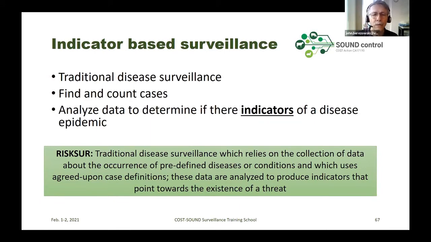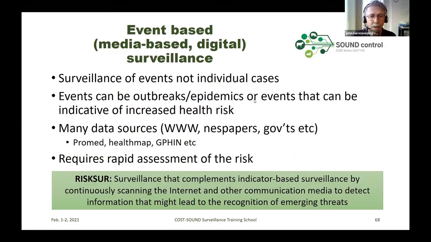We talked about, you'll hear the term indicator-based surveillance and event-based surveillance, and this is here just to differentiate between the two terms to avoid confusion. So indicator-based surveillance is traditional disease surveillance, where we find and count cases, and we analyze data to determine if there are indicators of a disease epidemic, or if the disease is going up, or maybe even if the disease is going down. So the indicator-based surveillance is traditional finding and case counting surveillance.